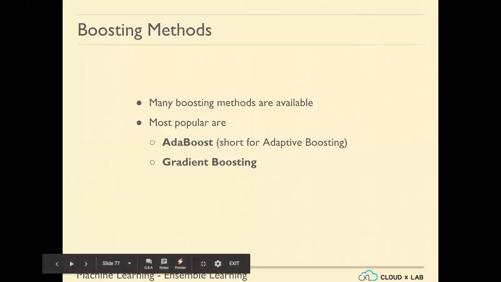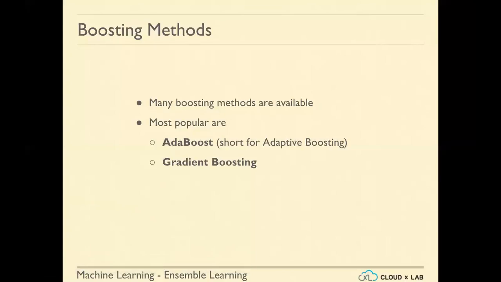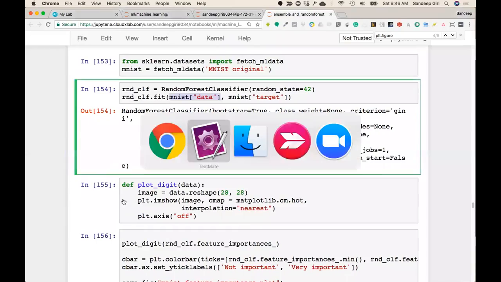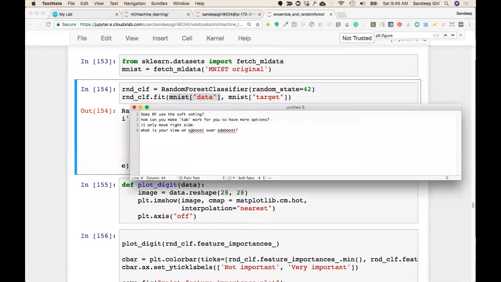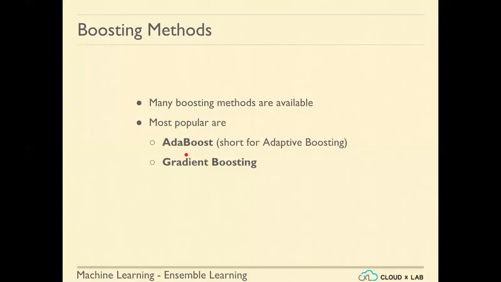A question from Gopi: what is your view of XGBoost over Adaboost? XGBoost is doing really good. I have a plan to put XGBoost also in the extra session. So we'll put that.